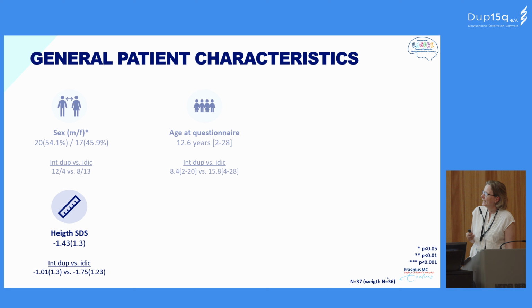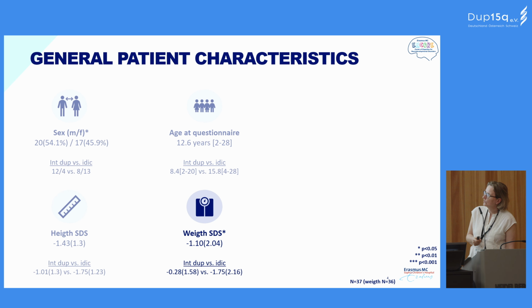Well, this is new. We saw that the children had a lower height, like -1, -2 standard deviation score, not significant, but with a difference between the interstitial and the edic group. And this also counted for the weight, which was a significant difference. So the edic children had a lower weight.